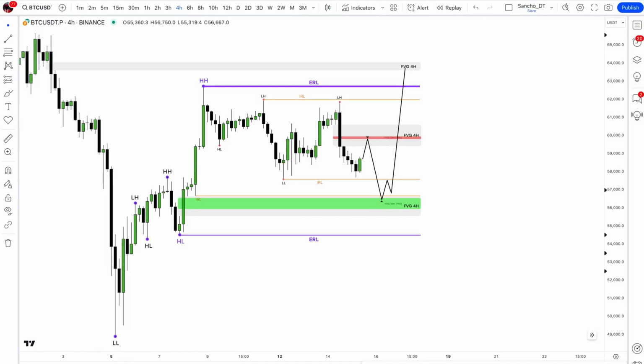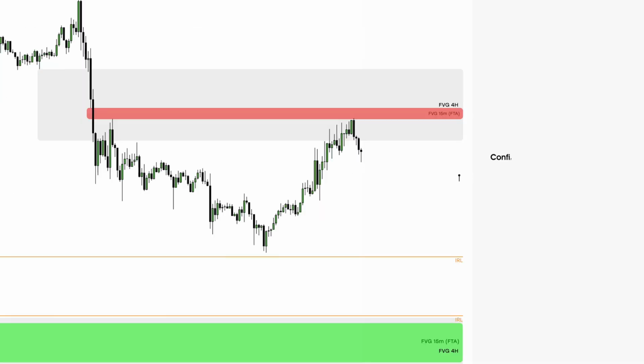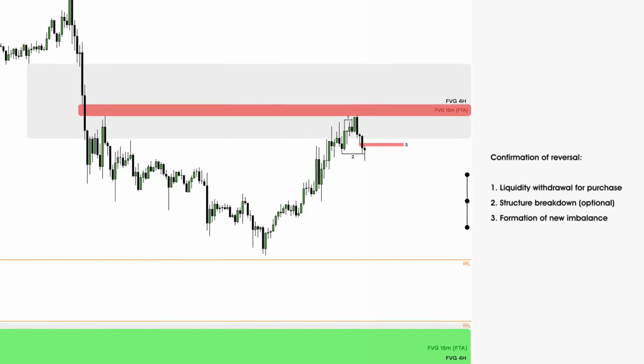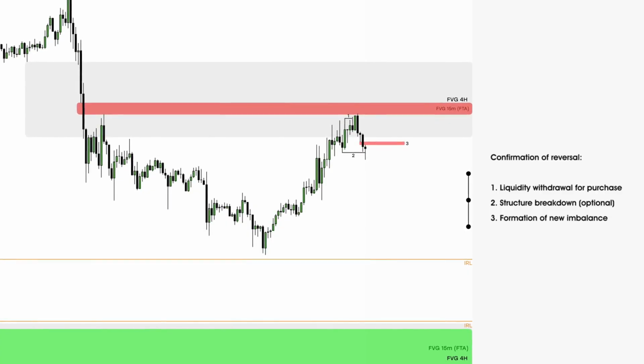The target in this case will be the start of the 50-minute bullish imbalance, which might serve as a reversal zone upwards. To confirm a reversal, focus on three main factors. First, the removal of buy liquidity. Second, a sharp price decline accompanied by a structure break. Third, the formation of a new bearish imbalance, signaling the start of a downward movement. Even if the structure break doesn't occur, the bearish imbalance itself is a sufficient early reversal signal.